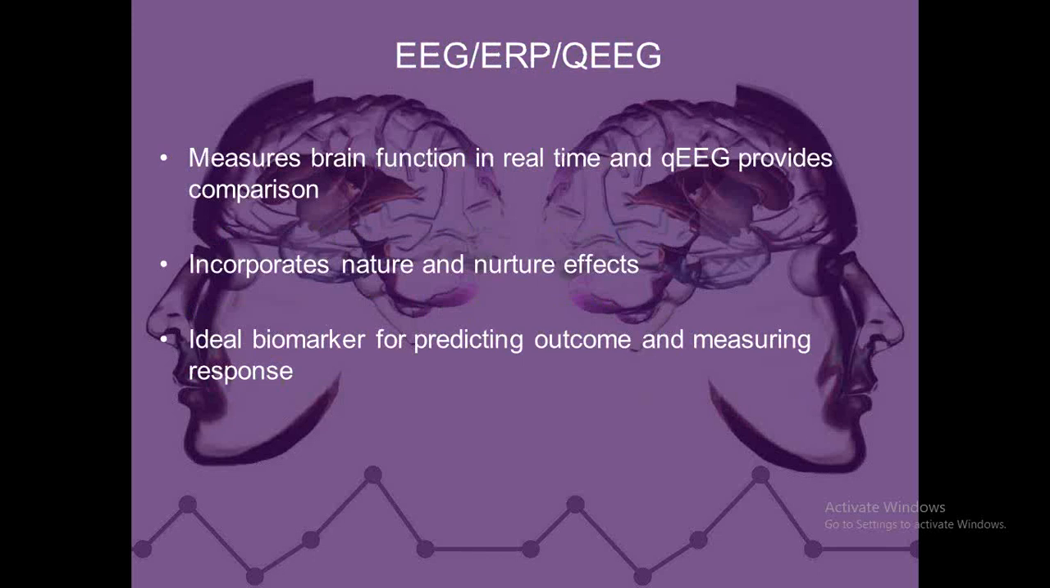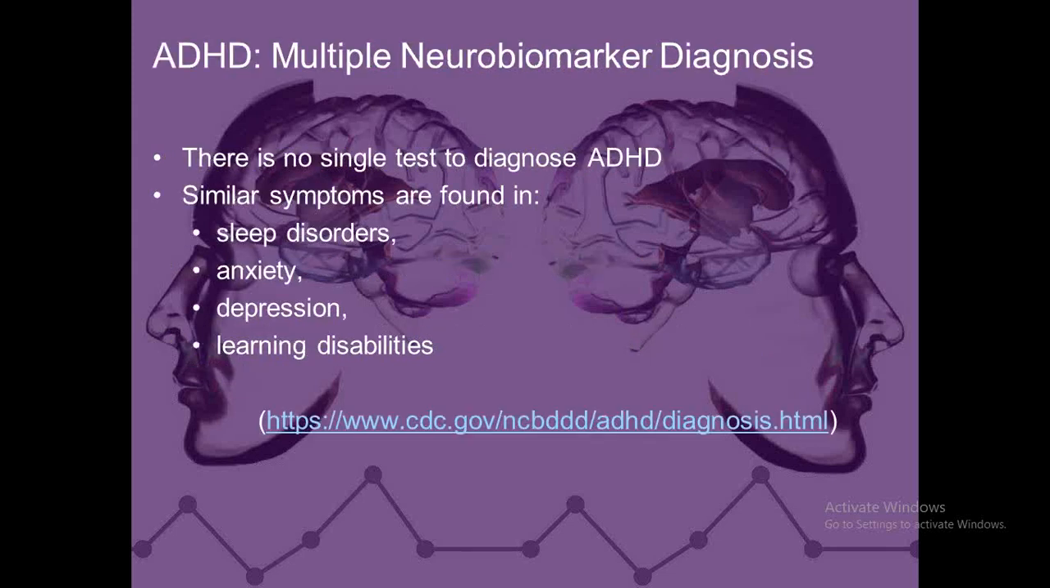Measures in brain function in real time and quantitative EEG. What we're looking at in EEG, for instance, is a measure of brain function in real time, and the quantitative EEG provides comparison to a normative database. Of course, you guys know this. It incorporates nature and nurture effects in the ideal biomarker for predicting outcome and measuring responses. In ADHD, we found multiple neurobiomarkers for the diagnosis of ADHD.